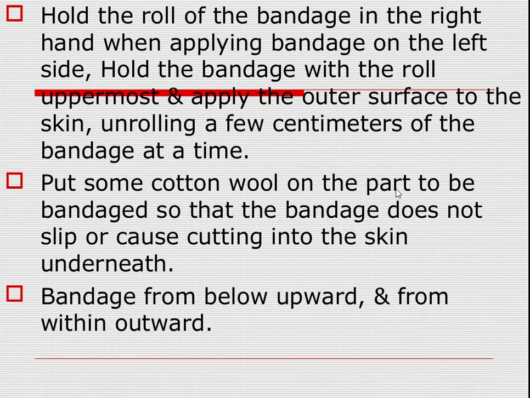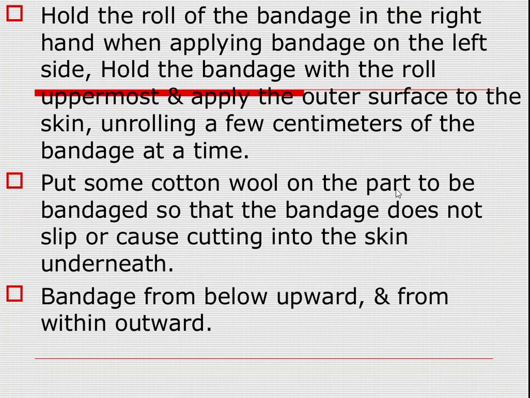Next, we are bandaging from below to upward parts. Means if any particular part, for example, the hand is there, first we have to bandage the lower part of the hand and then we move to the upward part. Same way from within to outer, means center to periphery. Means if the whole body is injured, then first we have to bandage the center, then we move to the periphery.